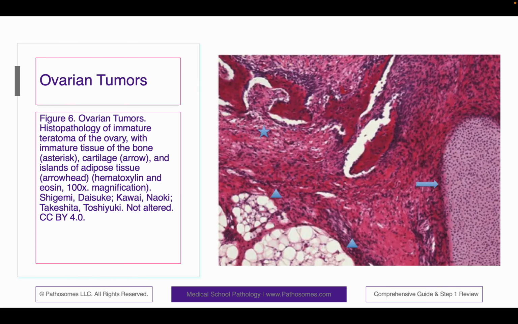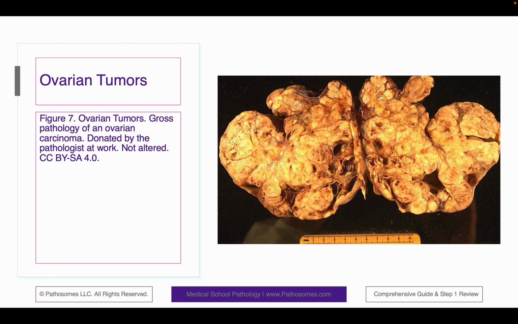Here, we have something very small. It's a histologic section of an ovarian tumor, showcasing an immature teratoma of the ovary. If you look closely, you should be able to see immature bone tissue, right? Do you see that? I'm pretty sure in the bottom left-hand corner you can see some adipose tissue. See some cartilage somewhere. Yes, this is a teratoma. And here we have grossly a representative picture of an ovarian carcinoma.